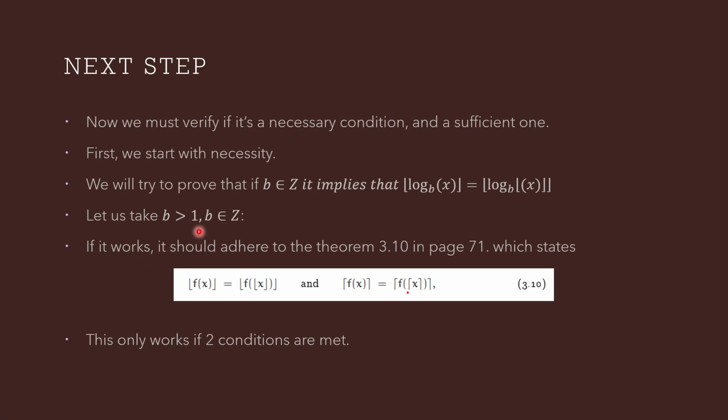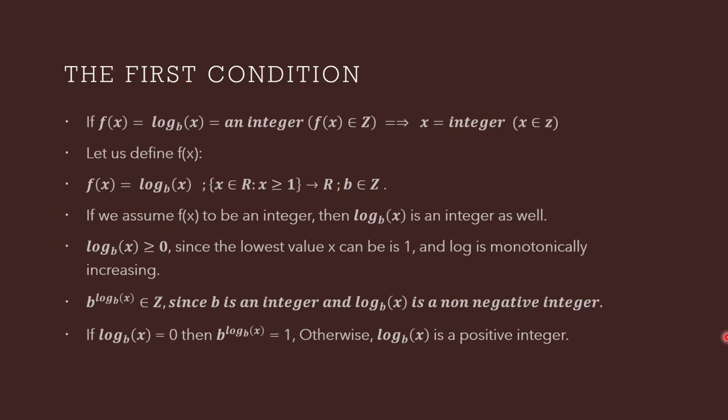If it works, it should adhere to theorem 3.10 on page 71, which states that the floor of a function f of x is equal to the floor of function f of floor x, and also works for ceilings too. And this theorem only works if two conditions are met. So if a function f of x is equal to the logarithm base b of x is an integer, then it has to imply that x is also an integer. This is the first condition.